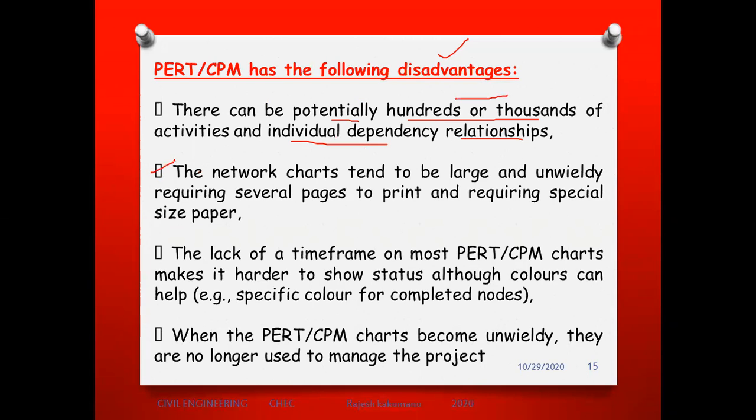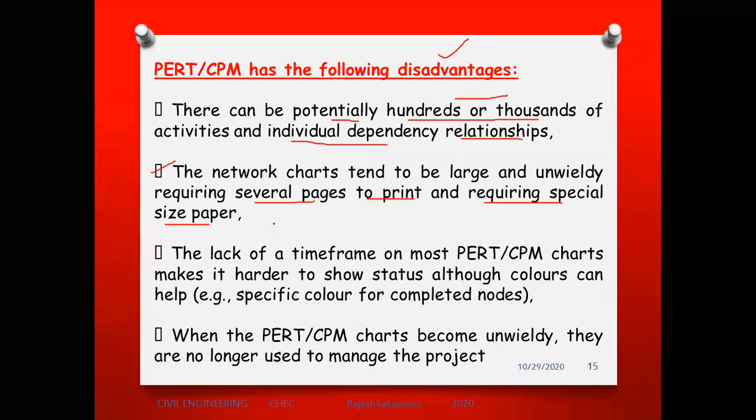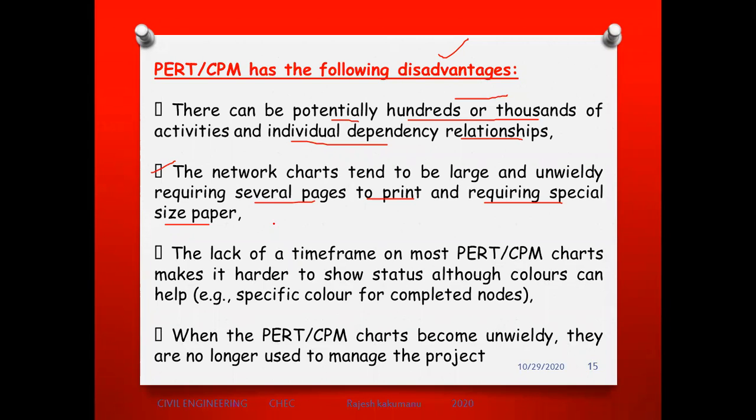Then what's the second point? Network charts tend to be large and unwieldy, requiring several pages to print and requiring special size paper. Right? So whenever you come to reality, when you are in the construction field, definitely once you complete your BTech and get a job in any civil construction company, doing the job, paperwork and also the field work. After 3-4 years, suppose after BTech you got a job in 2 years.